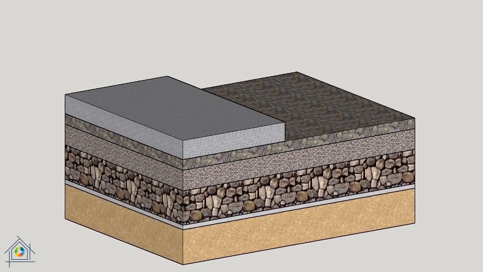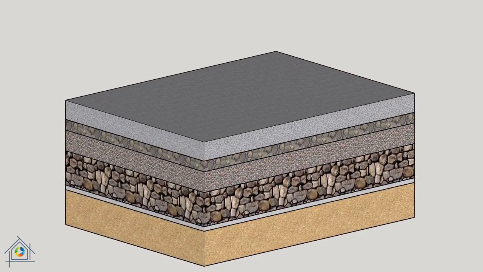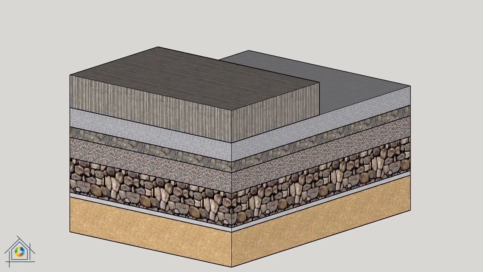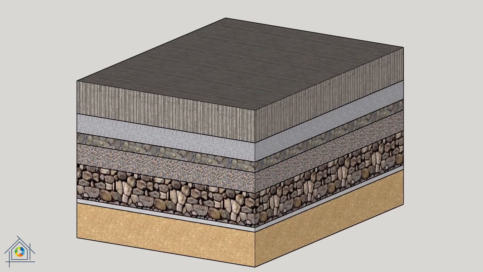Concrete with low cement content of 150 kg per cubic meter is applied to a thickness of 5 cm to level and prevent the concrete from coming into contact with the underlying surfaces. Concrete with a minimum cement content of 250 kg per cubic meter is applied to a thickness of at least 10 cm according to the structural design.